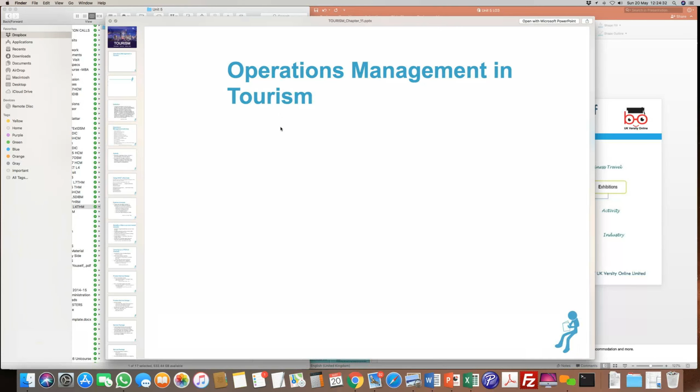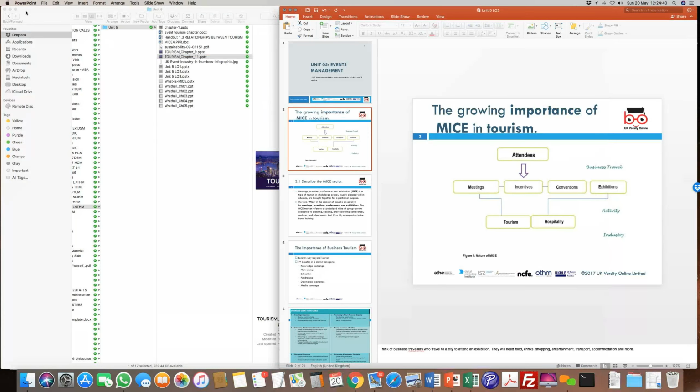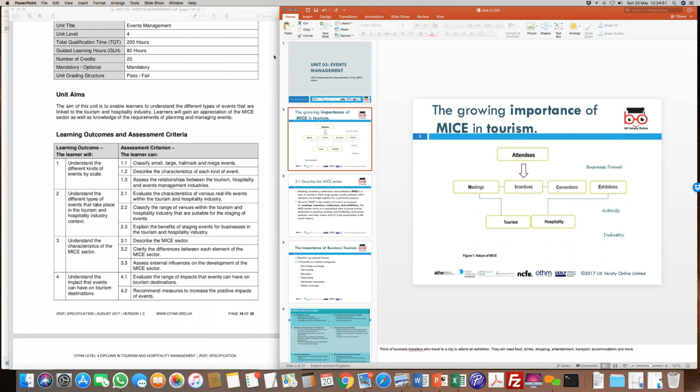So there are some bits that I have borrowed from different places, but the idea is to keep the content current and up to date when you look at this sector, because this sector is very evolving and there are changes happening on a daily basis, weekly basis within this particular industry. So let's look at some of the slides that I put together for understanding this learning outcome, which is MICE.